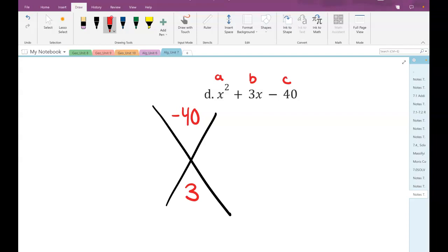You can try to challenge yourself to do these in your head. When I think I have to multiply to 40, or I think of my factors of 40, I think of 8 and 5. Well, I know 8 and 5, the difference between them is 3. So I just have to make one of them negative so I can multiply to a negative 40 but keep a positive 3. If I have a negative 8 and a positive 5, that would give me negative 3. So this should be a plus 8 minus 5.